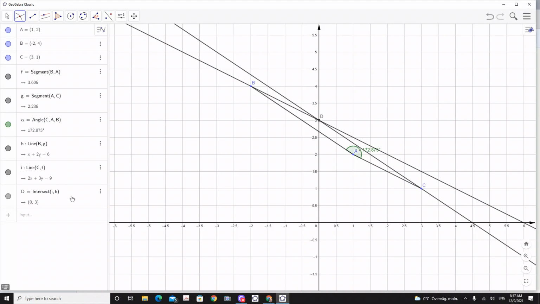Is there any other possibility? So here B is opposite to C and D is opposite to A. Can I make B opposite to A and have the parallelogram?